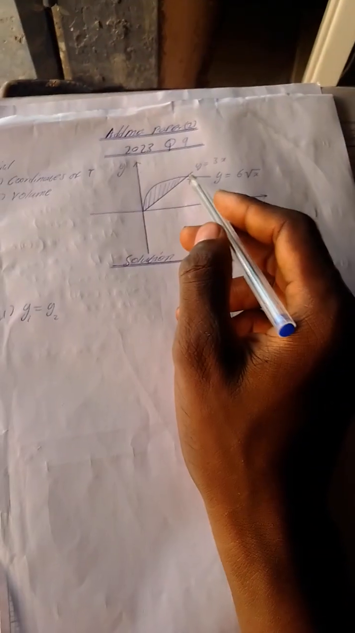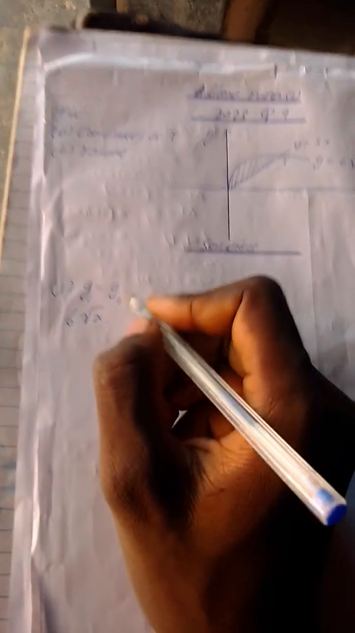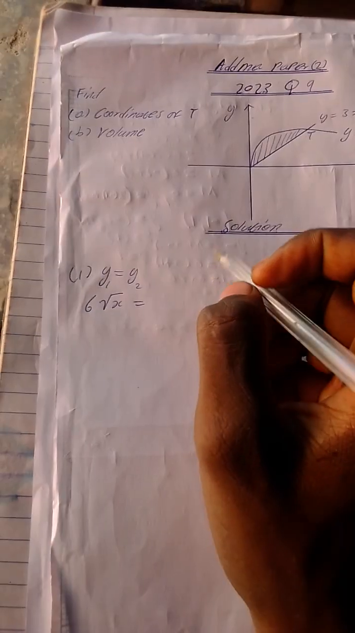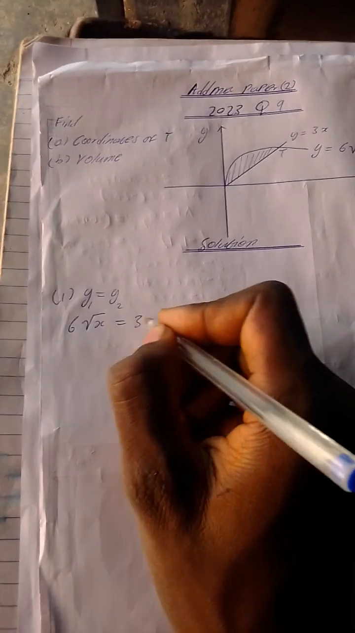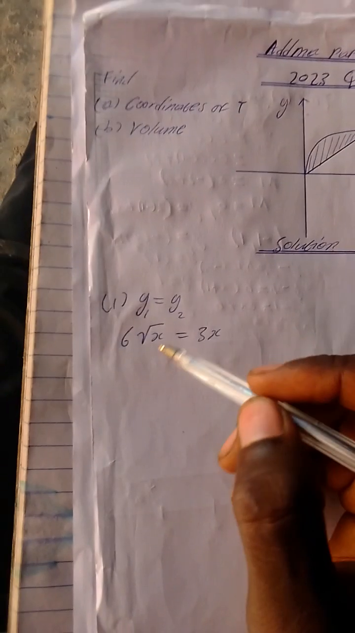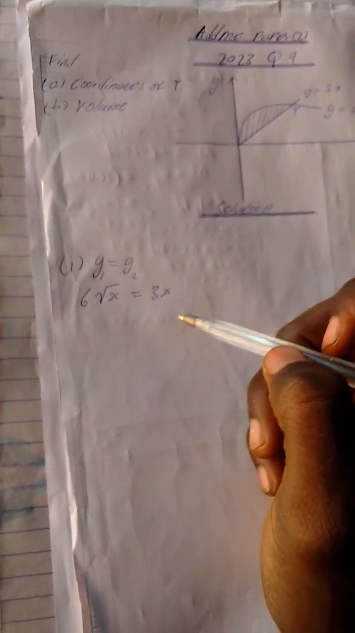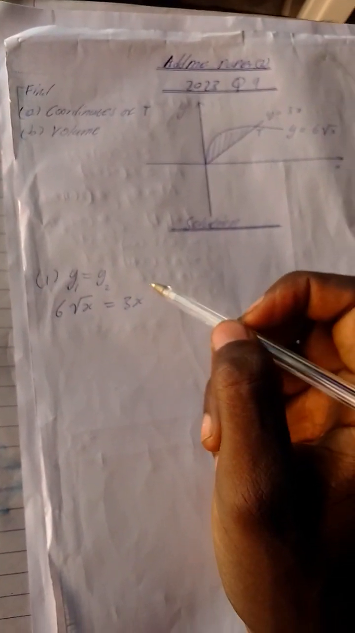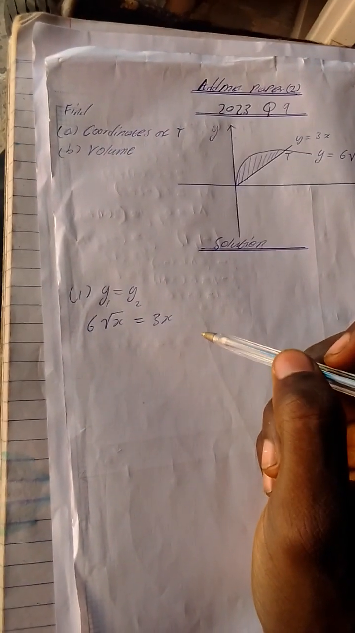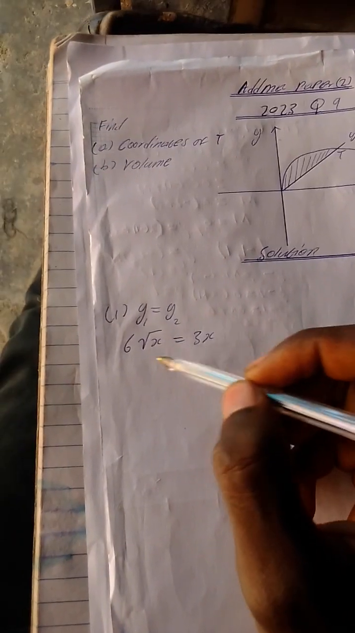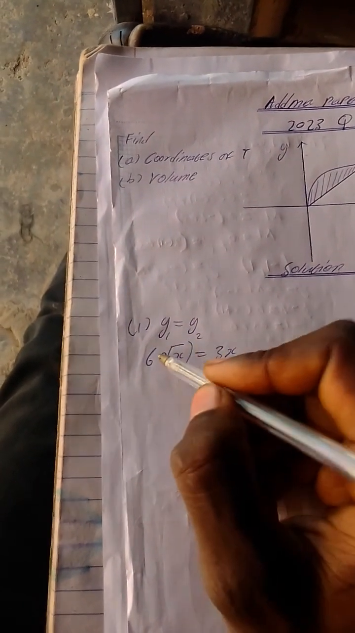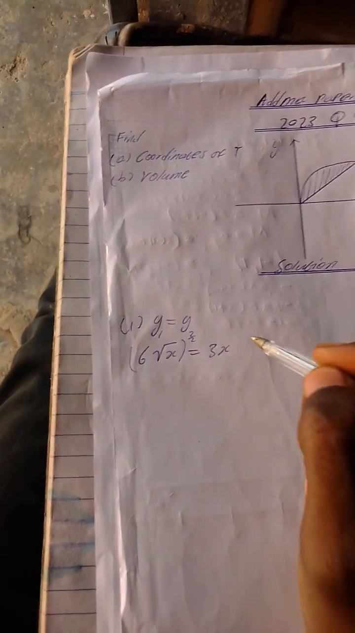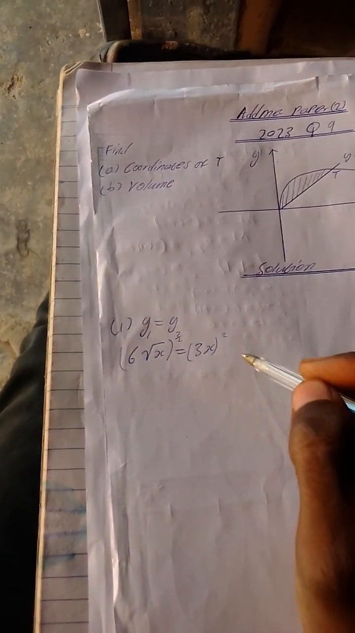You just simply say y1 is equal to 6 square root of x, is equal to, what's our y2? 3x. You have equated the two functions. After equating the two functions, the next step is you need to remove the square root. The only way you can remove the square root is by introducing the square on both sides.